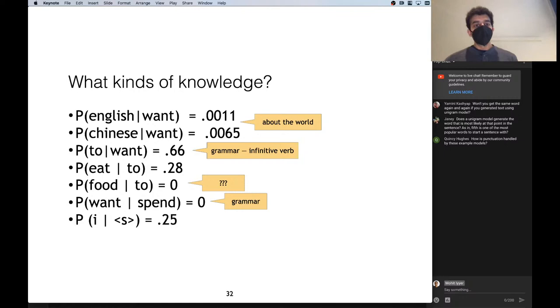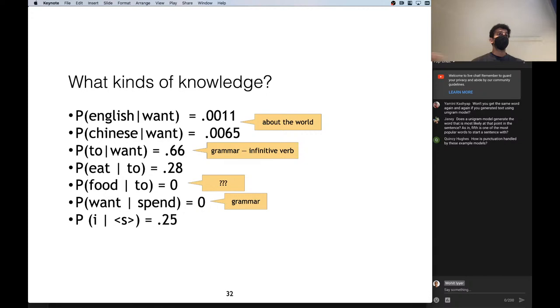Okay, so let's take a step back from these counting and dividing, building tables and so on, and look at what a bigram model has learned about language. So let's say you estimated a bigram model. What has it even learned? It's learned, for example, basic grammar. The probability of "to" given "want" might be quite high in this data set. That's the infinitive verb construction, to want.